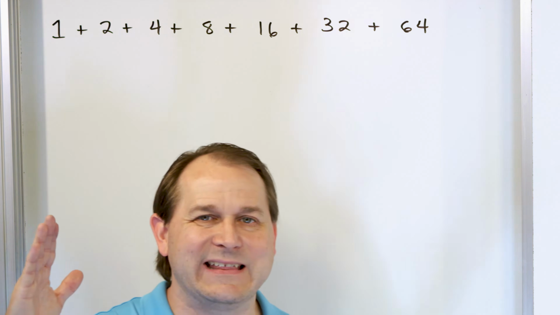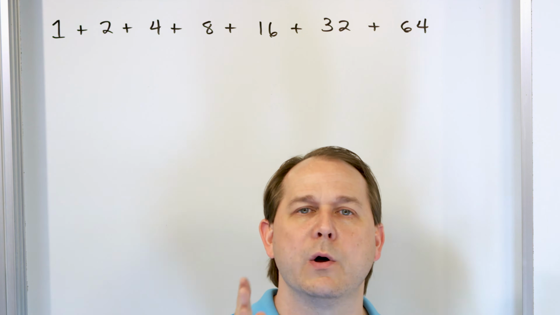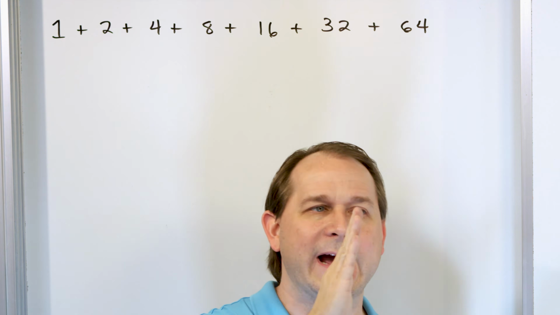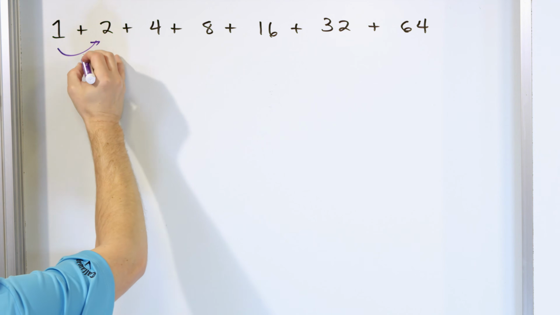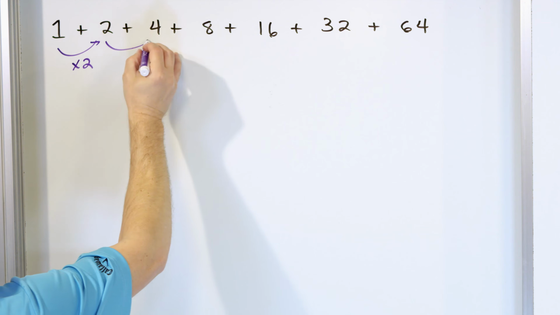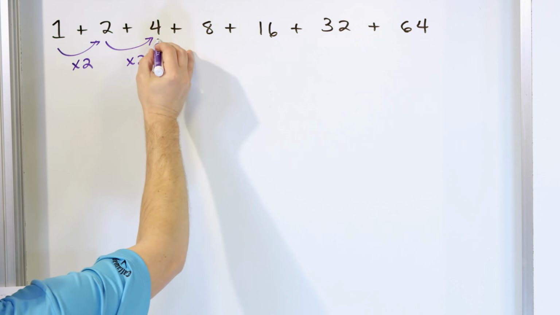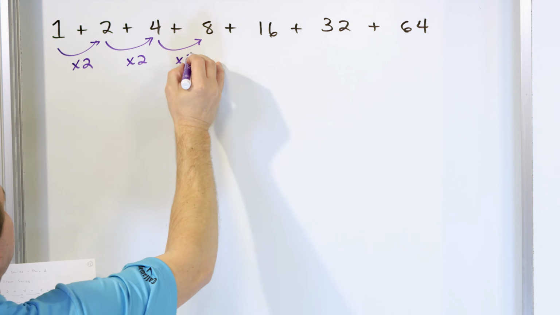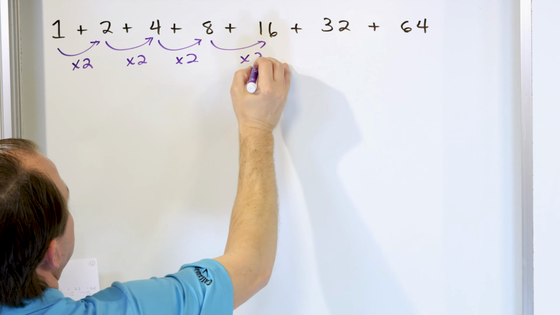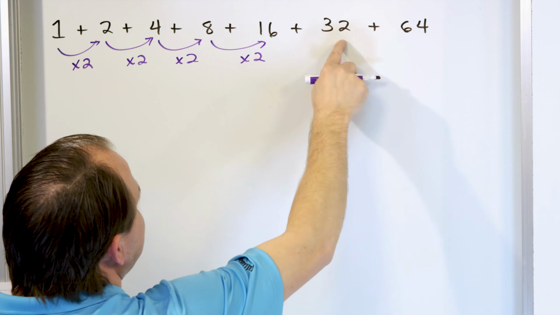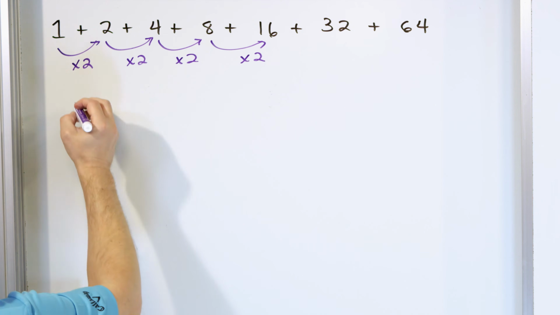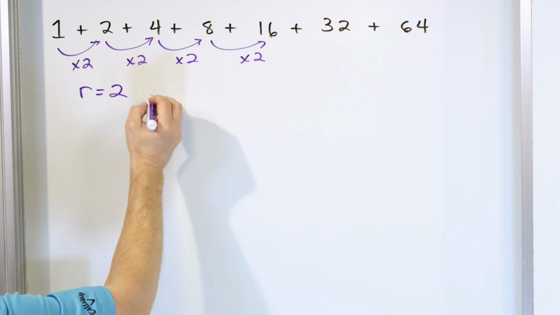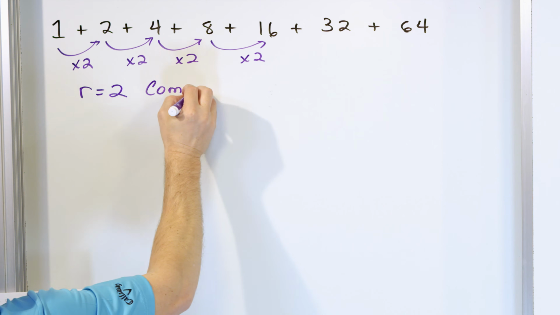And how do we know it's geometric? Geometric just means that to get the next term, you take the previous term, you multiply by the same number, by a common ratio. So to go from this term to this term, we multiply by 2. To go from this term to this term, we multiply by 2. And I could keep writing it. So this is a geometric series, and the common ratio, r, is equal to 2.